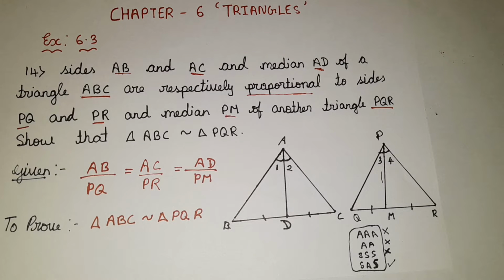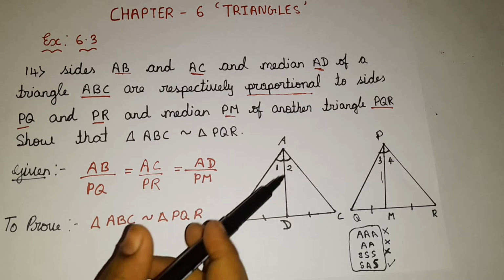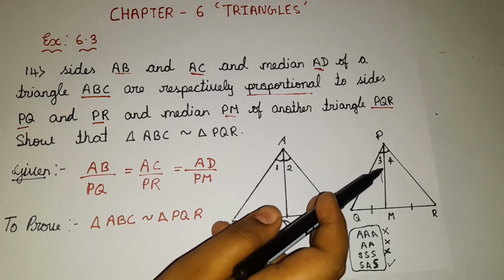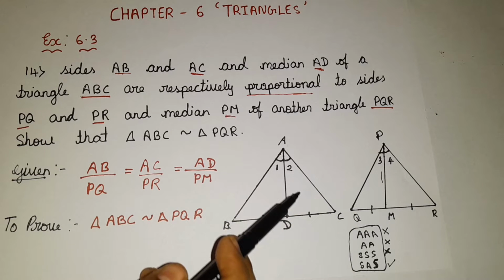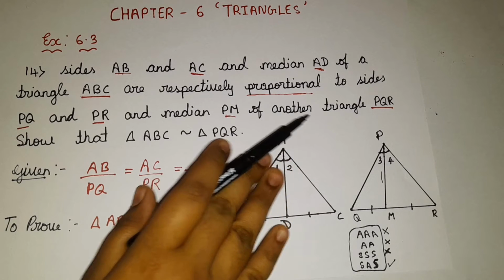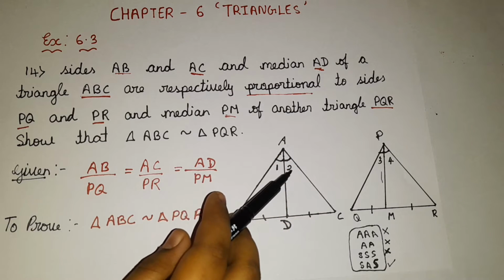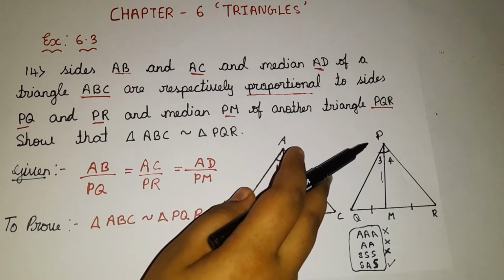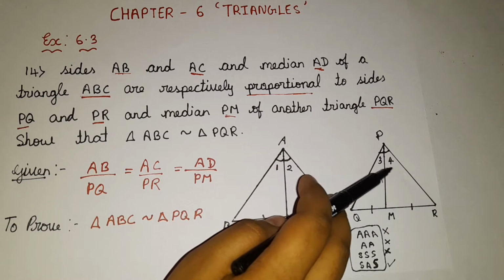Before finding it, I would like to say, here angle 1 is equal to angle 2. Of course you guys know. Here angle 3 is equal to angle 4. That is for that particular triangle. In this triangle ABC, in this single triangle, this angle is equal to this angle, that is angle 1 is equal to angle 2. And for this particular triangle PQR, angle 3 is equal to angle 4.